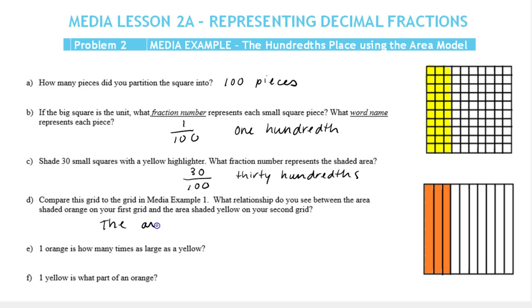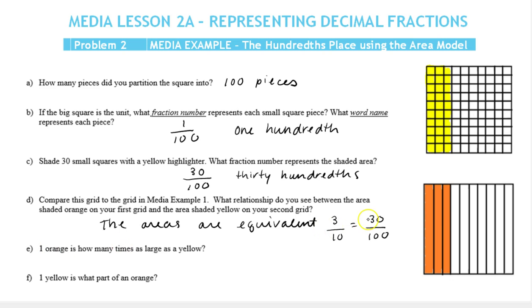So we will say the areas are equivalent. So that means last time we had 3 1/10ths, 3 tenths. That's going to be equal to 30 out of 100. So these numbers, quantities, are equal.